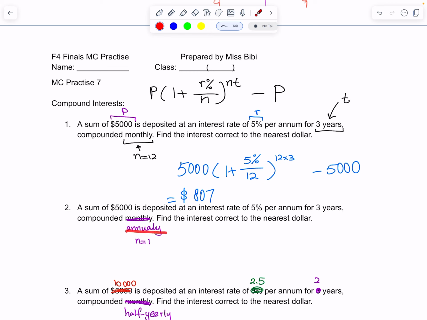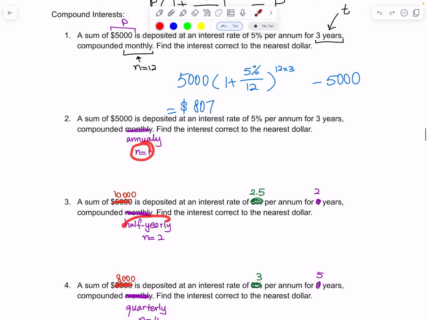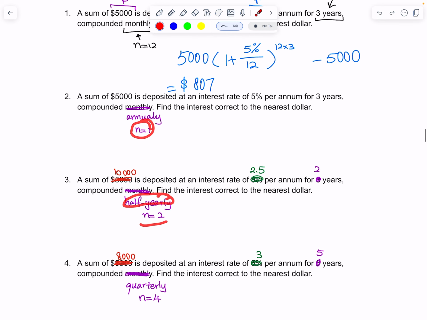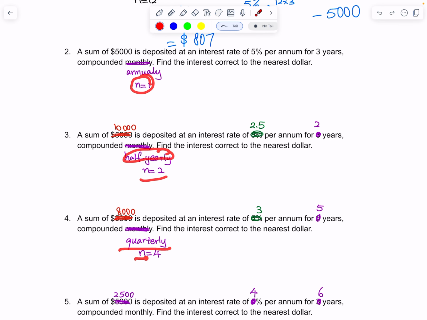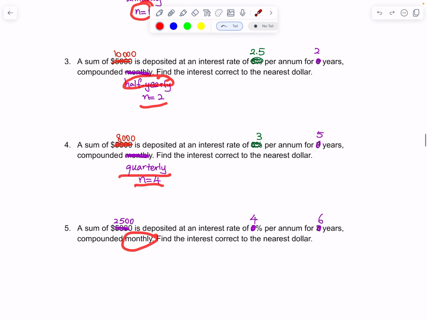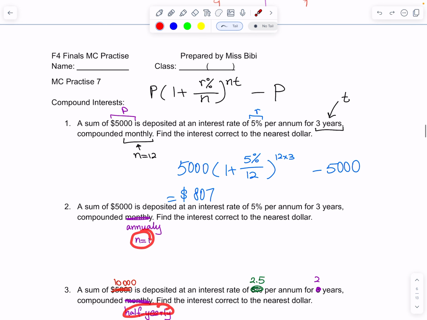If they say annually, oh, the spelling here is wrong. If they say annually, your N will be 1. If they say half yearly, your N is 2. If they say quarterly, you have 4 quarters. Again, monthly, it's 12. And then you also have N again, and then T. T refers to how many years, minus P for the interest.